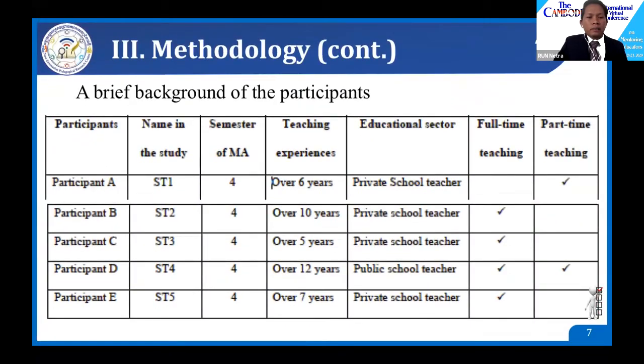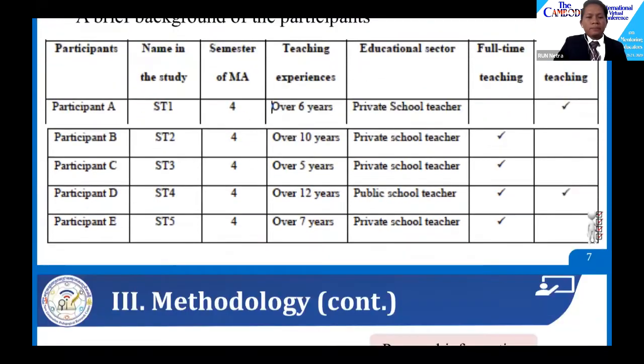Let's take a look at a brief background of the participants. Actually, there are 4 participants involved in this study. Participant A is named ST1, B is ST2, and so on. So here is a brief background of the participants involved in this study.